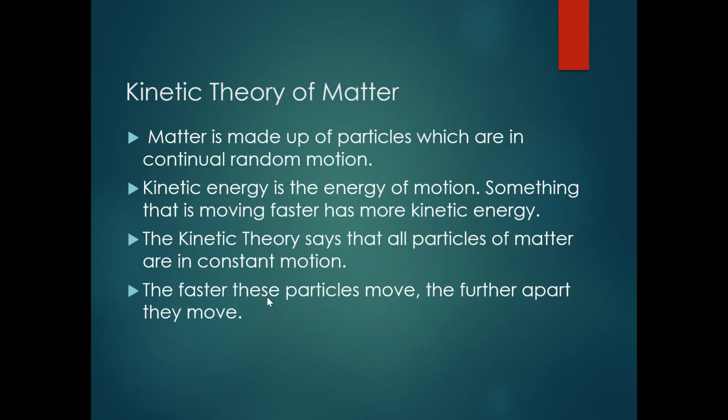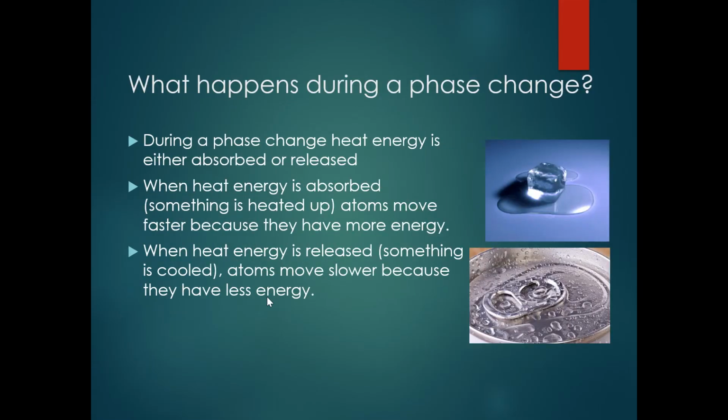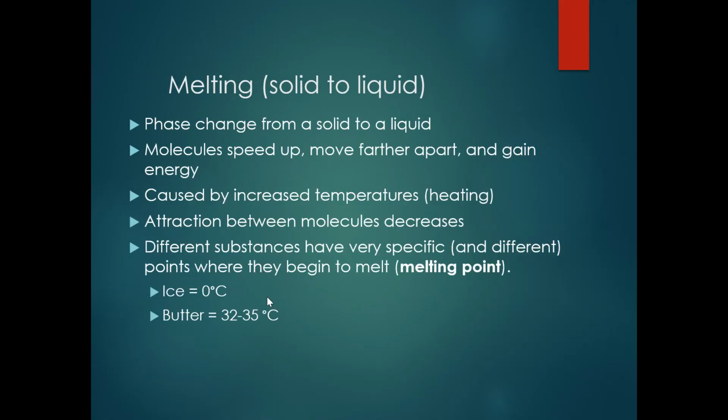You're changing the energy of motion. So what happens during a phase change? Well, you either add heat or remove heat. The heat is either going to be absorbed to make the molecules move faster, or it's going to be released to make the molecules move slower. When the heat's absorbed, they move faster. When the heat is released, it is going to move slower. So let's look at each of the phase changes.